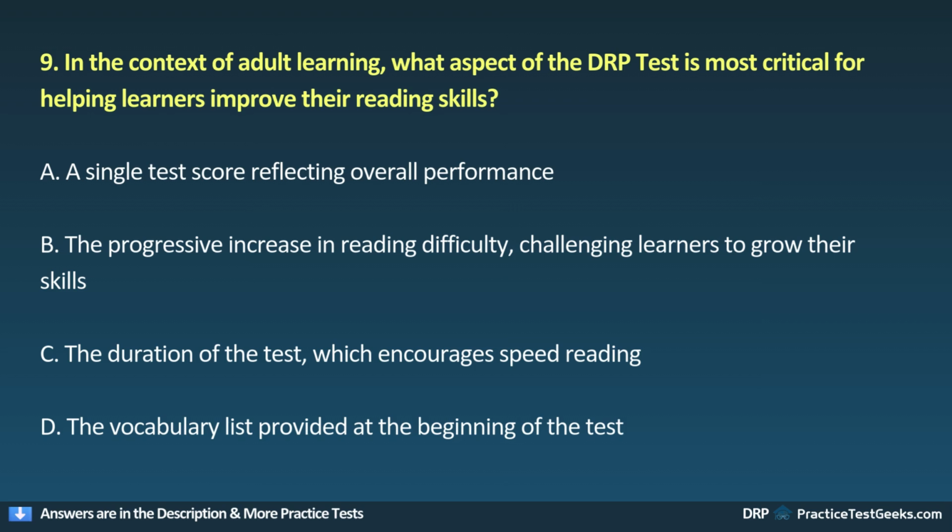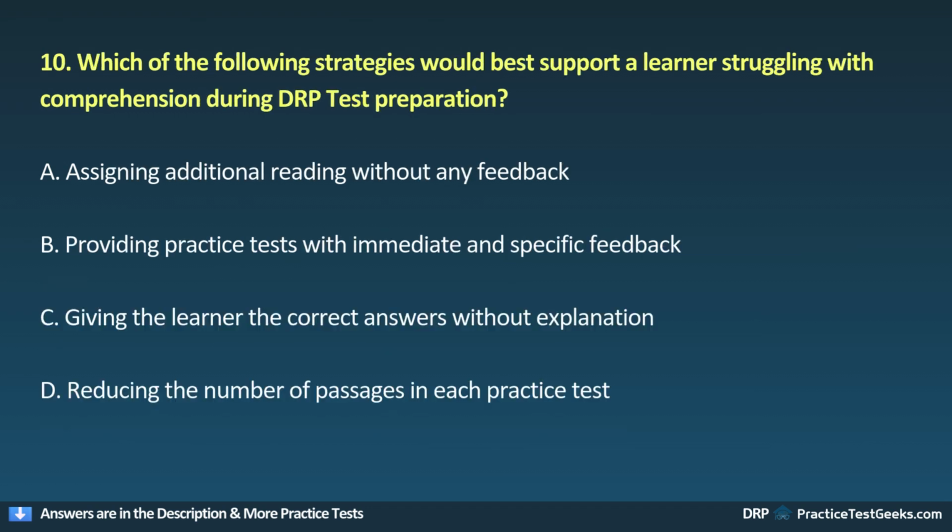9. In the context of adult learning, what aspect of the DRP test is most critical for helping learners improve their reading skills? A. A single test score reflecting overall performance. B. The progressive increase in reading difficulty, challenging learners to grow their skills. C. The duration of the test, which encourages speed reading. D. The vocabulary list provided at the beginning of the test.